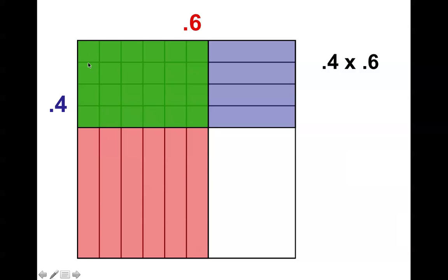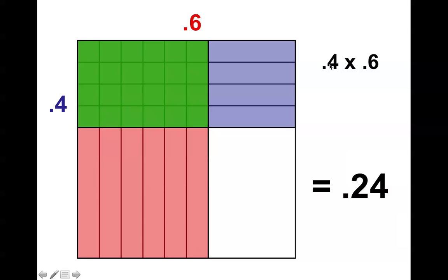How many spots are there? There are 1, 2, 3, 4, 5, 6, 7, 8, 9, 10, 11, 12, 13, 14, 15, 16, 17, 18, 19, 20, 21, 22, 23, 24. So I have 24. 24 whats? Well, if each of these long bars was a tenth, each of these little pieces would be a hundredth. And that's how we get our answer, 24 hundredths.